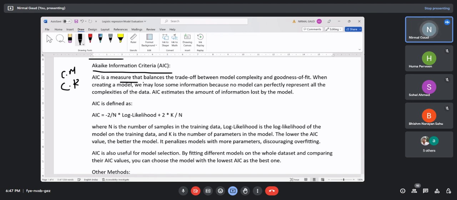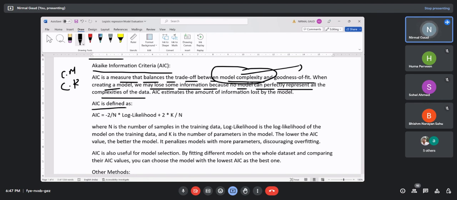So AIC is a measure that balances the trade-off between model complexity and goodness of fit. How? By creating a model, we may lose some information because no model perfectly represents all the complexities in the data. So model complexity means how well the model understands the data, the distribution of the data. And goodness of fit: if it understands the data, obviously the data will be fitted over the trace of whatever your model is doing. Whether it's a line or a curve, that's called a trace. So the points are available on the trace, so obviously your model is good.